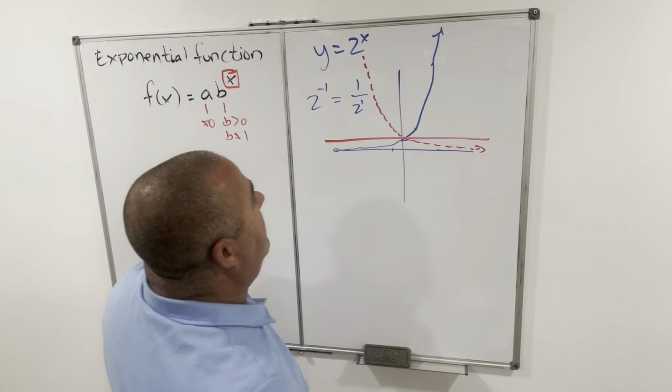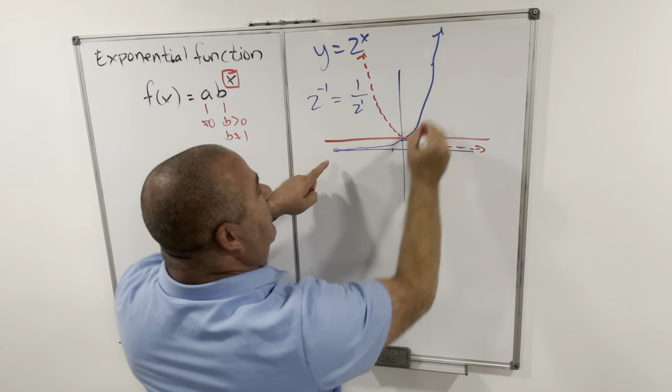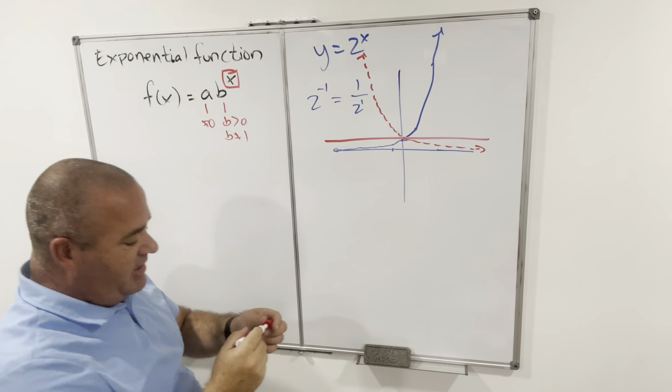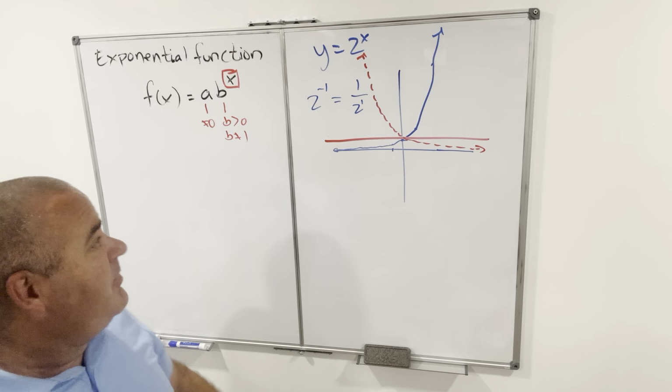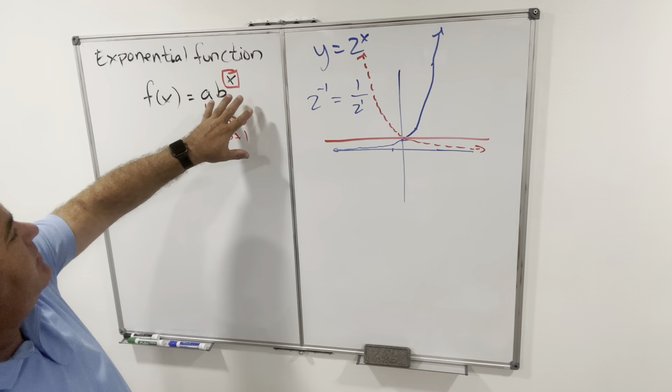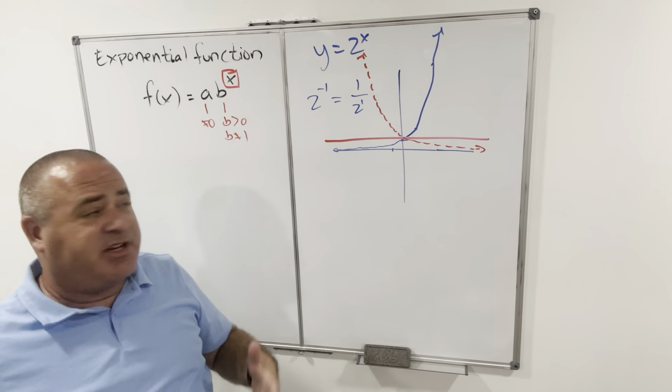Okay, that's the exponential decay. The blue line represents exponential growth. The red line represents exponential decay. So what in this function is going to turn this into an exponential decay?